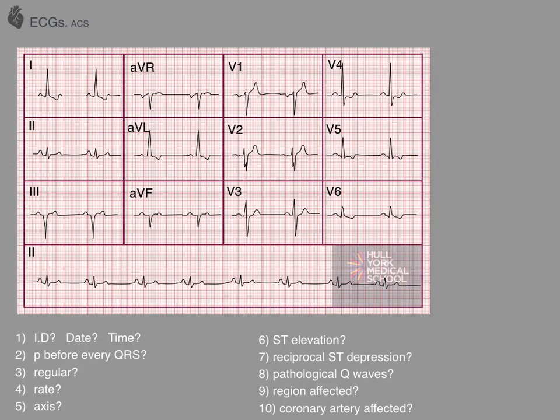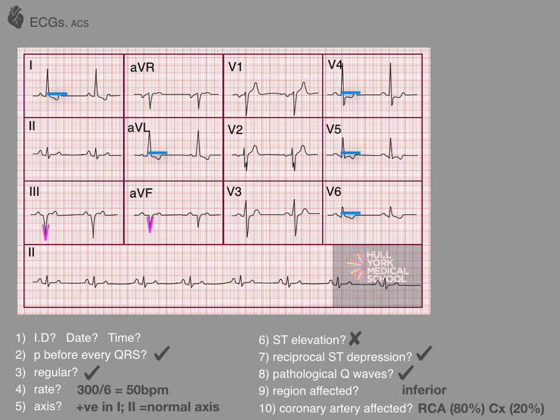Again, pause the video now if you want to work through this ECG yourself first before we go through it together. Again, check that it's the right ECG for the right patient and the clinical context. Looking for P waves, there is consistently a P wave before every QRS complex, and the rhythm is nice and regular. So this is a sinus rhythm ECG.